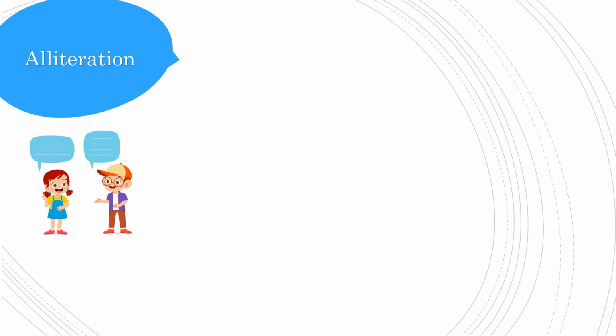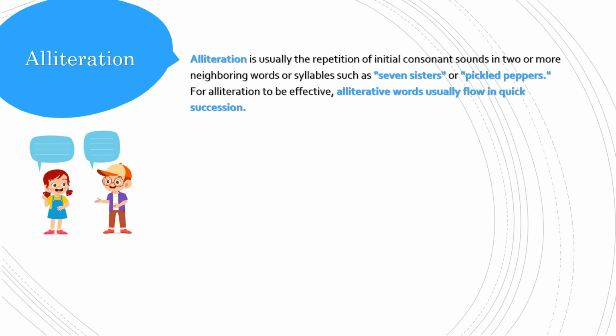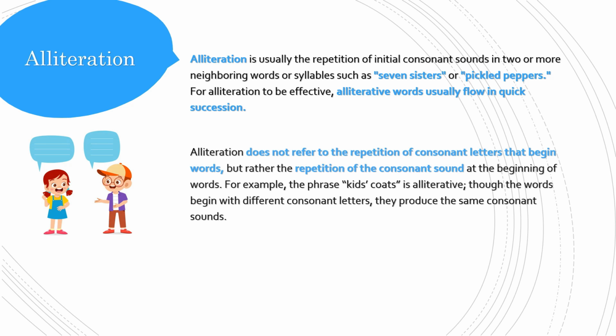Alliteration. Alliteration is usually the repetition of initial consonant sounds in two or more neighboring words or syllables, such as seven sisters or pickled peppers. For alliteration to be effective, alliterative words usually flow in quick succession. Alliteration does not refer to the repetition of consonant letters that begin words, but rather, the repetition of the consonant sound at the beginning of words. For example, the phrase, kids' coats is alliterative, though the words begin with different consonant letters. They produce the same consonant sounds.